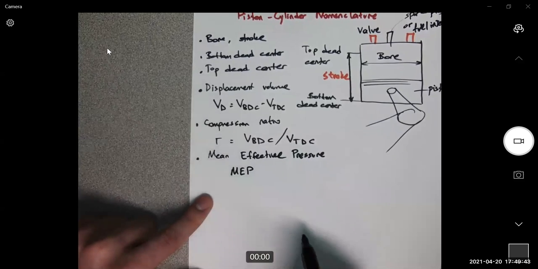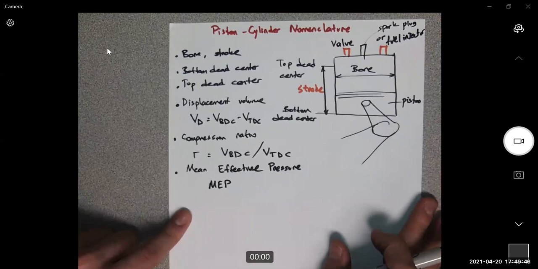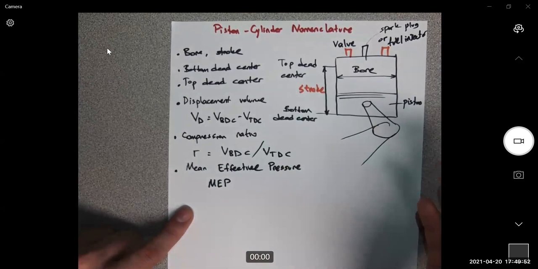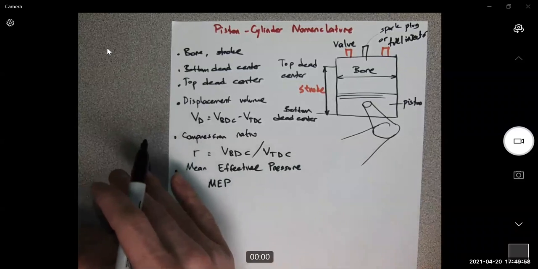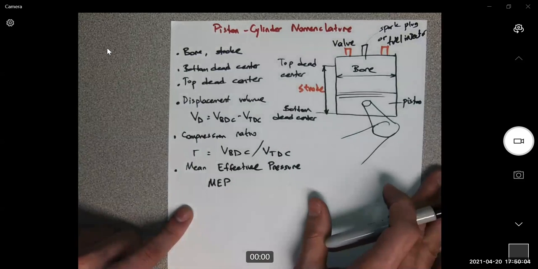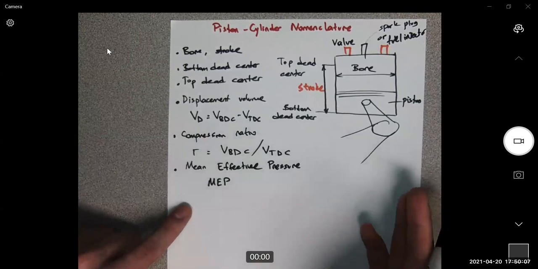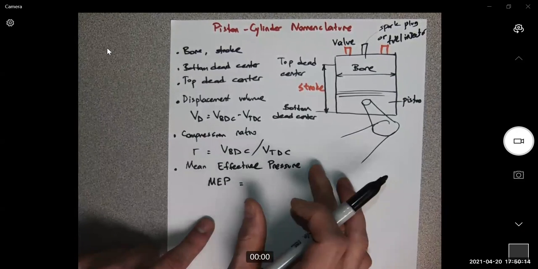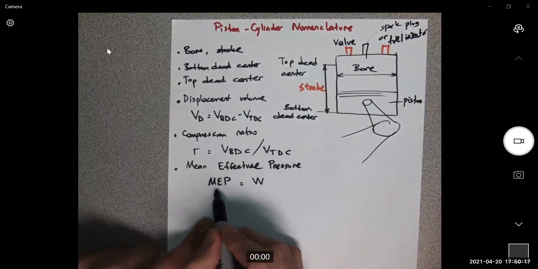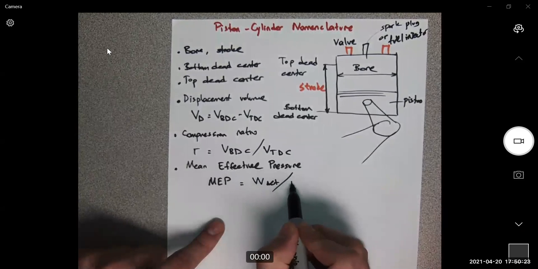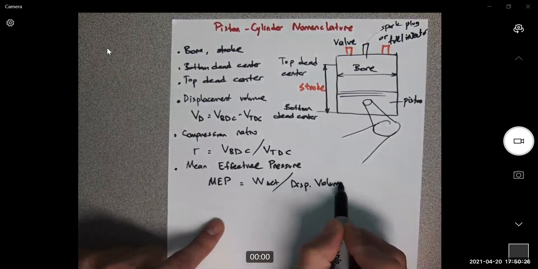Mean effective pressure. As you can guess, this is a power cycle which contains multiple states, and each state has a different pressure. Mean effective pressure means the overall average pressure of my cycle. Okay? So work, we know how to calculate: work equals pressure times the displacement. If I know my displacement, I can calculate my average pressure, or mean effective pressure, as net work divided by displacement.